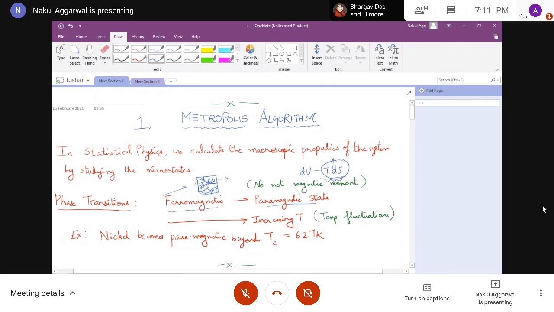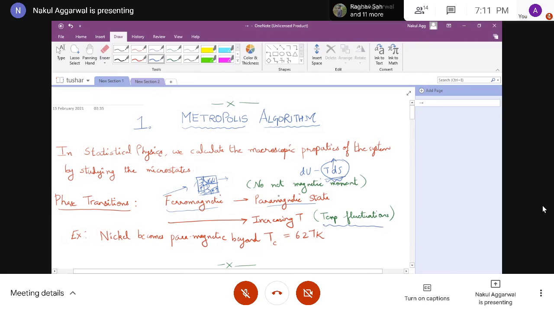Since these terms dominate at high temperature, you no longer have the possibility to align the spins in a common direction, and there is no net magnetic moment associated with that. So just remember this term, temperature fluctuations, because this is from where we will draw inspiration for statistical annealing.